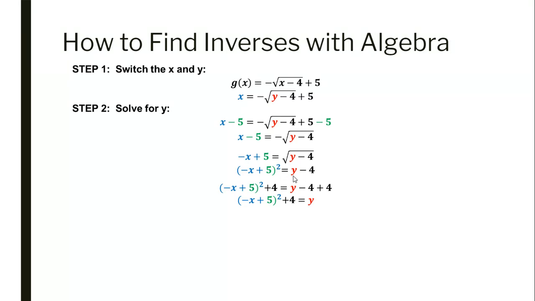And that gives us y minus 4 on this side. We're trying to isolate y, so let's add 4 to both sides. And that gives us y is equal to negative x plus 5 squared plus 4. And we're down to our last step, which is writing it in inverse form.